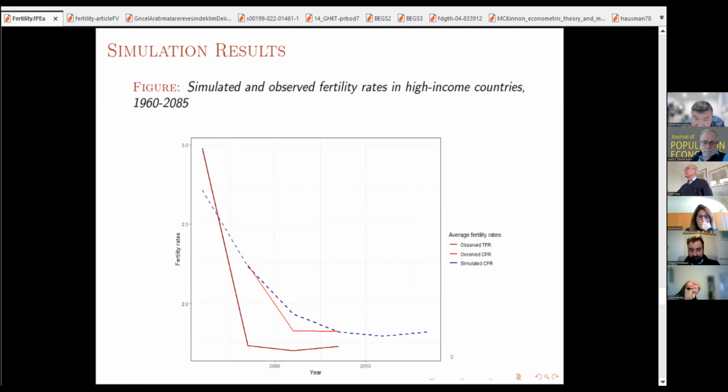As you can see here, this red line is the actual observed cohort fertility rate, and this dashed blue line is what we found by simulating the model. And you can see that it's quite close to the observed values. Overall, the model captures both the decline and the stabilization after reaching some high levels of income.